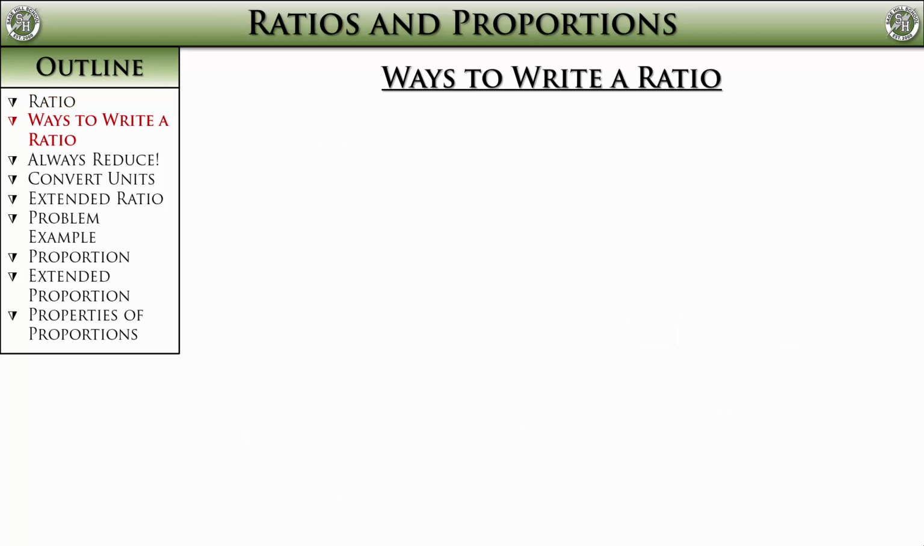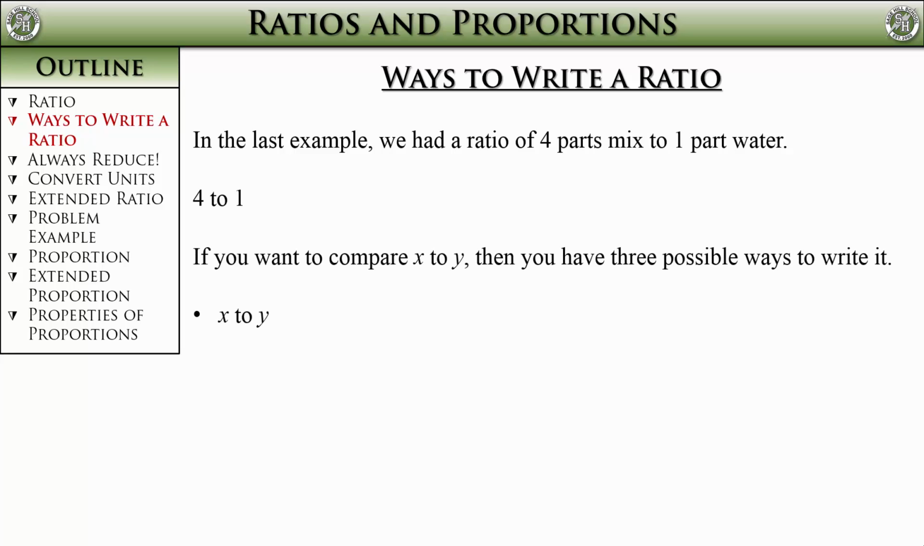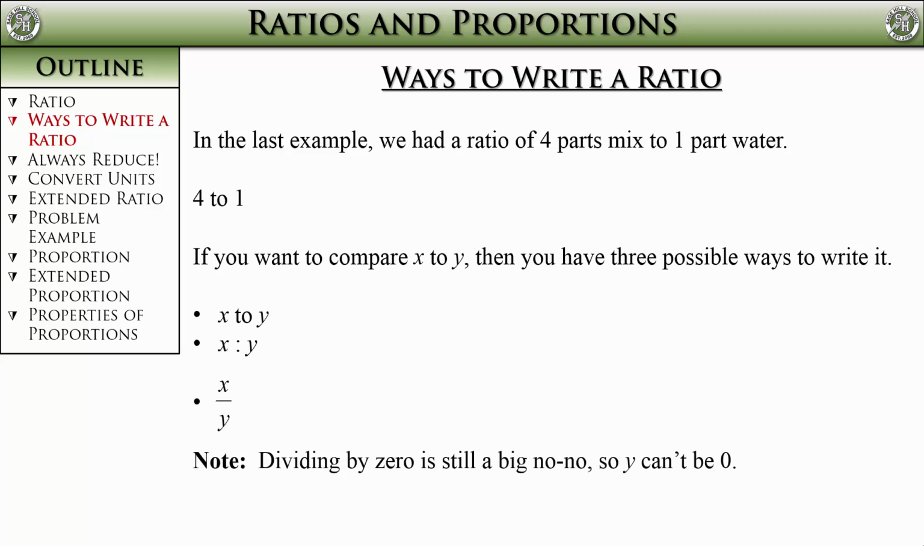There are many ways that you can write a ratio. In the last example, we had a ratio of 4 parts mix to 1 part water. That can be simplified down to simply 4 to 1. That is one way to write a ratio, but it is not the only way. If you want to compare x to y, then you have 3 possible ways to write it. The first is to use English like I have already done and say x to y. You can use colon notation and do it like this. Or the last option is you can write it as a fraction like this. Those are the 3 ways that you can write a ratio. Note that dividing by 0 is still a big no-no, so y can't be 0.